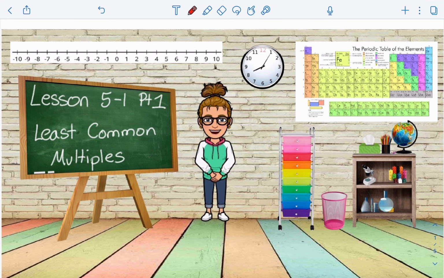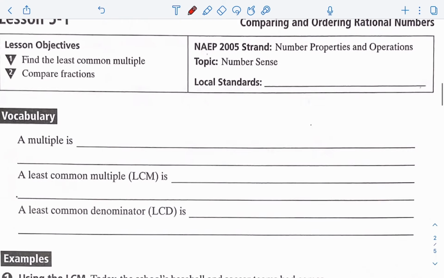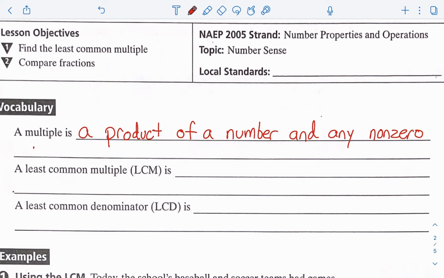For this video, we'll be doing lesson 5-1, part 1, where we look at least common multiples. So, to start that, a multiple is a product of a number and any non-zero whole number. So remember, multiples are like when you're multiplying something and you're essentially counting up by it.